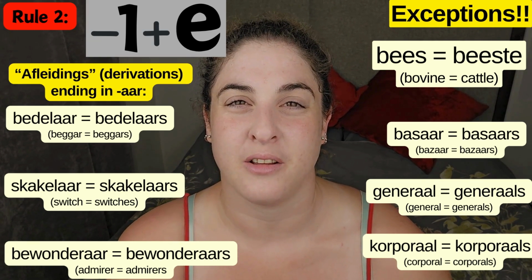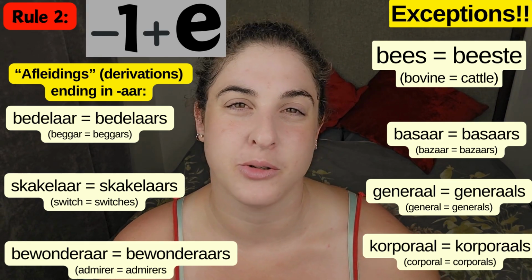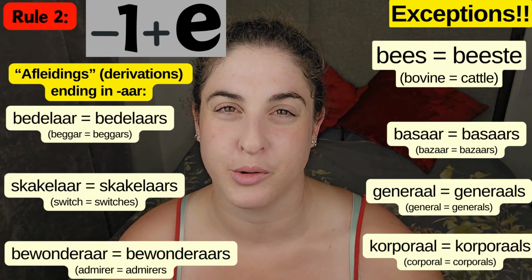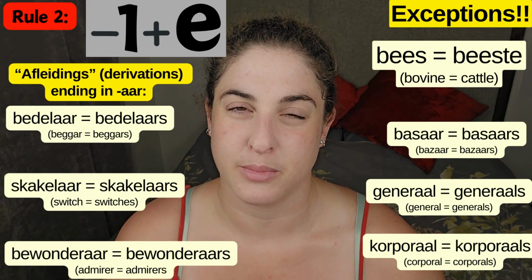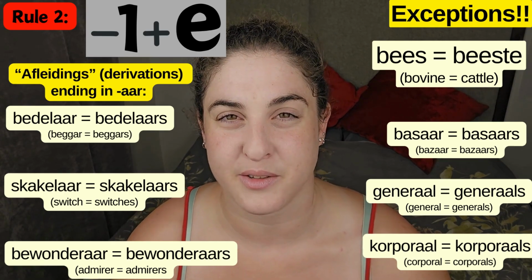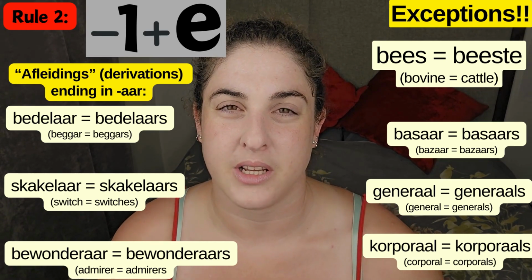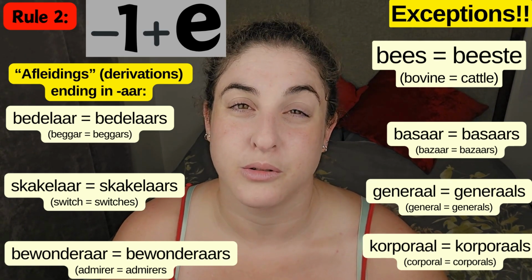Examples of exceptions to Rule 2. As I've explained in the first plural video, there are many exceptions to all of the Afrikaans plural formation rules. I will give these examples to you and explain them a little bit, and you will probably see these examples again in a next video because a lot of these exceptions might apply to more than one plural rule.